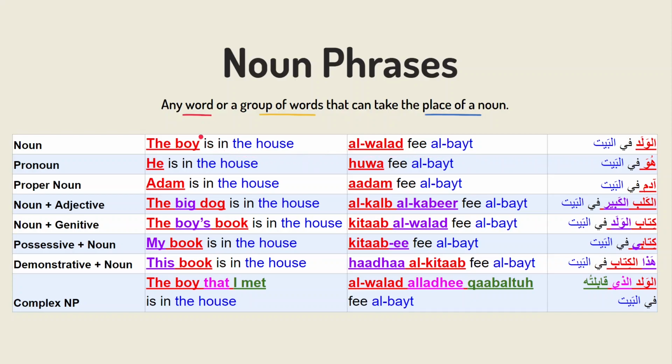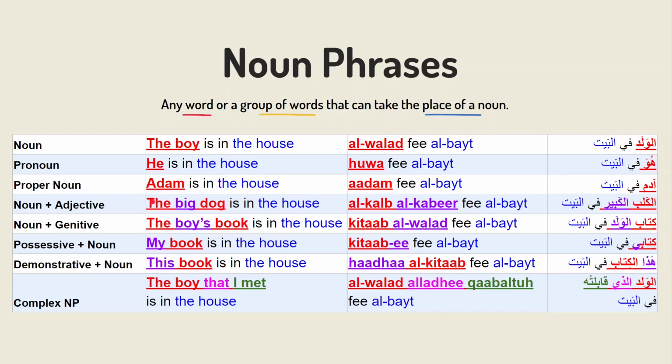And here you can see in the exact same sentence, we can replace the boy with so many other things. So this is the noun, so we can replace it by a pronoun. For example, you can say he is in the house. هو في البيت. So in this case, we used he to replace the boy, and it's also a noun phrase. It's the same grammatical unit. It's used in the exact same position. So هو في البيت, الولد في البيت.